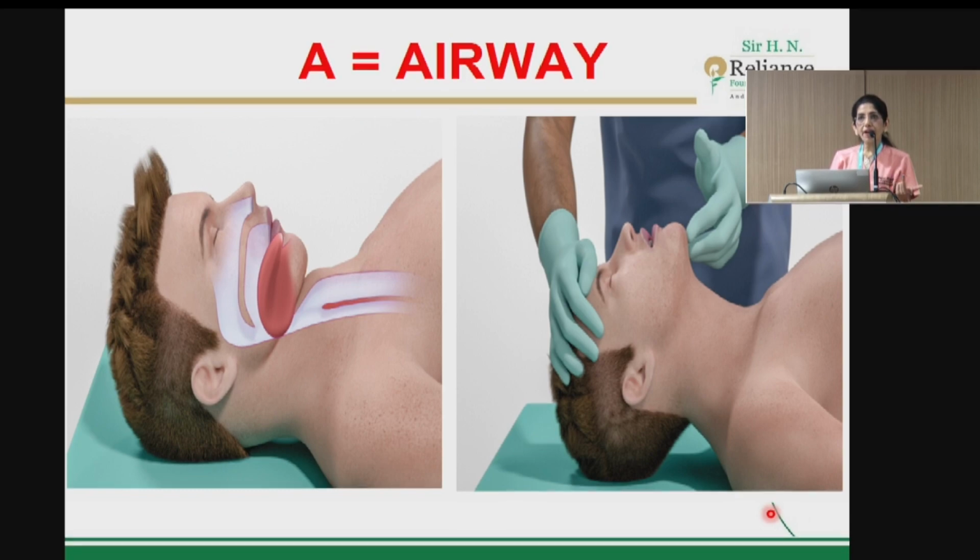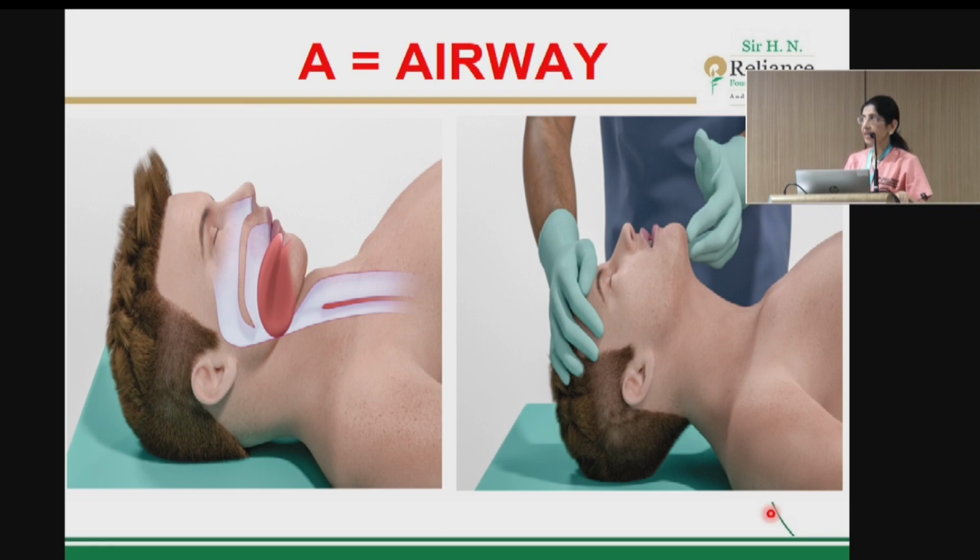Now when you start ventilating the patient, that time certain airway maneuvers have to be done so that the tongue doesn't obstruct the airway and the ventilation is effective. Otherwise, if the tongue is obstructing, even though you're giving ventilation, it will not be effective. So there are 3 airway maneuvers, that is head tilt, chin lift, and jaw thrust. If you are suspecting a cervical spine injury, then do not tilt the head. That time give only jaw thrust.